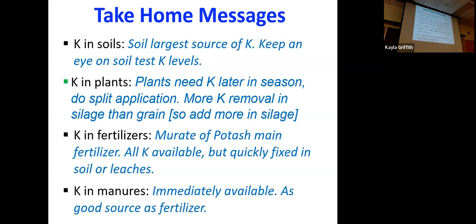Silage is a huge sucker of potassium, 5 times that of the grain equivalent, and a myriad of potash. I don't think of those details, but all K is basically available, but quickly fixed into soils or leached.